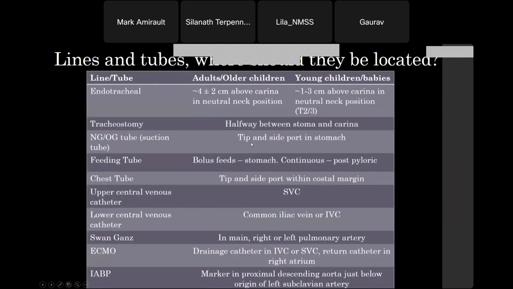This is just a summary slide. I wouldn't worry too much about it, but some people say 3 to 5 centimeters in adults. Some people will say 4 plus or minus 2.